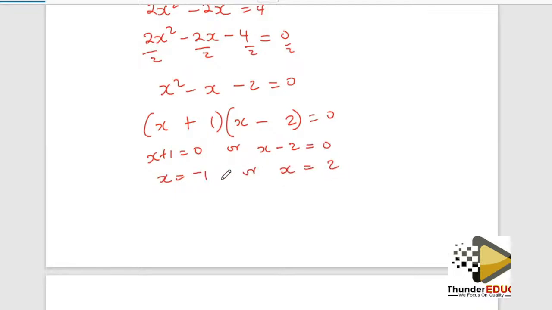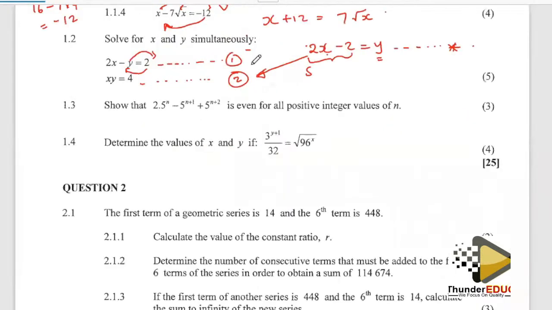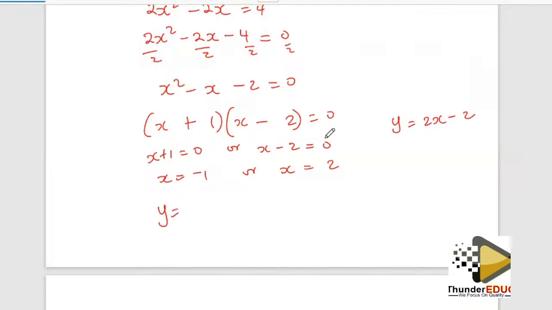Then I'll get these solutions of mine and substitute them into that equation star, where we said it is 2x minus 2, which is y. So my y is going to be 2 times negative 1, which is negative 2 minus 2, giving me negative 4. And then this side, 2 times 2 is 4 minus 2, which is 2. So this will be our solution, negative 1 and negative 4, and then 2 and 2. That is question number 2.